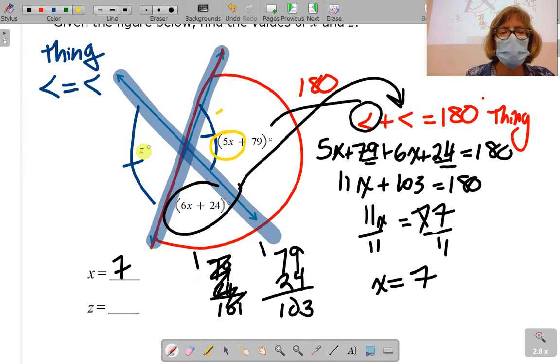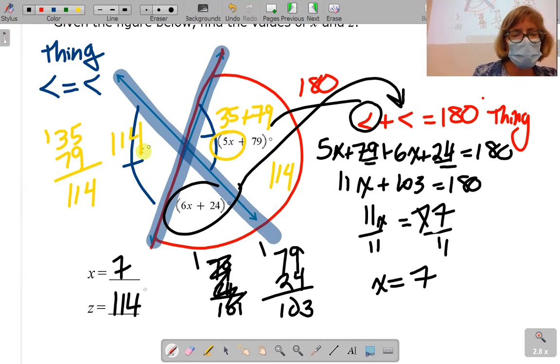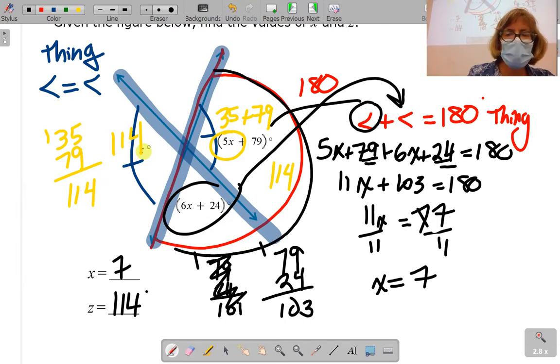So this is 5 times 7, that's 35 plus 79. So 35, 79, that's 14, carry the 1. That's 10, and that's 11. And so this is 114. This is 114 right here. So Z is going to be 114 degrees. So the trick to this is linear pairs add up to 180. Vertical angles are congruent.